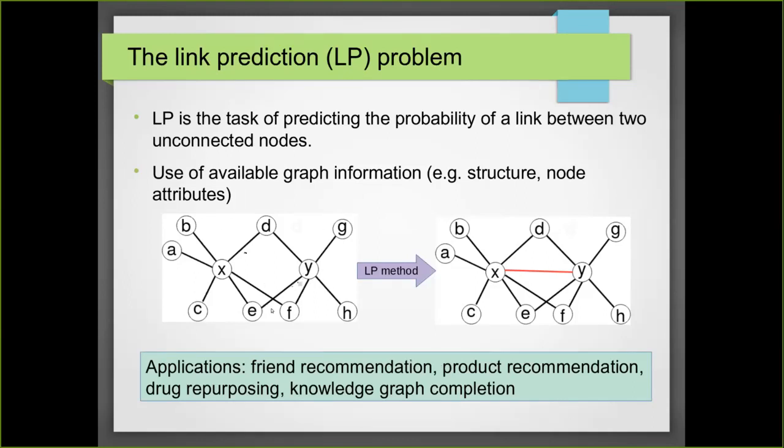In the left graph, you see there is no link between node X and node Y. And the link prediction method discovers the link between X and Y. So this is the task of a link prediction method, to discover the link between unconnected nodes. Some applications of link prediction include friend recommendation in social networks, product recommendation in e-commerce networks, drug repurposing in drug target networks, and also knowledge graph completion.